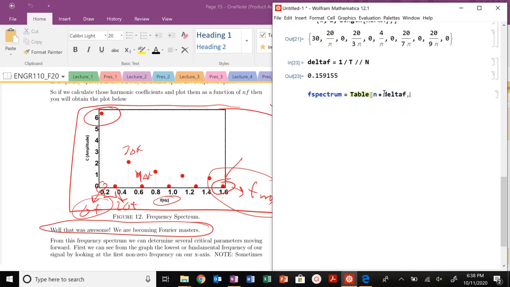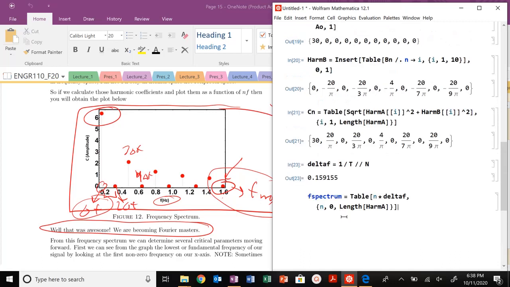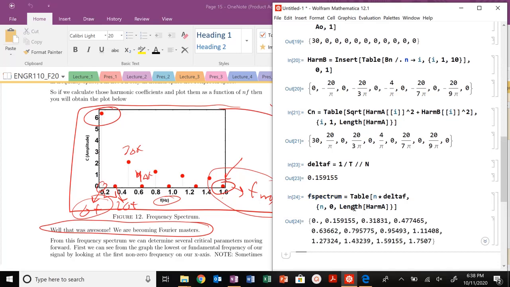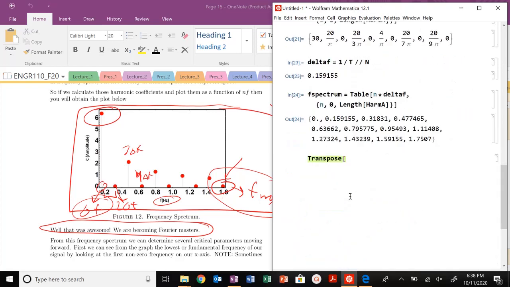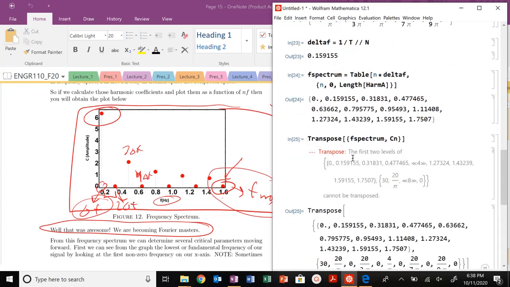So n goes from 0 to length of harm A. If we do this, it's going to be a little bit too long. Let's show you. So now I want to transpose my x-axis first. F spectrum, Cn. It doesn't work. Why? Because my list is too long. So I need to do this: length of this minus 1.